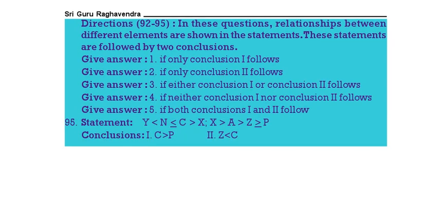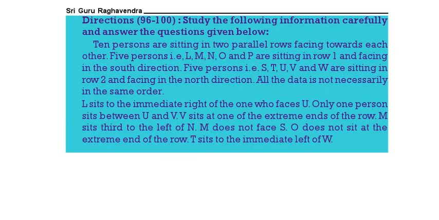Next, 95. Y less than N, N less than or equal to C, C greater than X, X greater than A greater than Z, Z greater than or equal to P. C greater than P. From C to P greater than follows. Z less than C, C to Z, C greater than Z or Z less than C definitely follows. Both 1 and 2 follow.